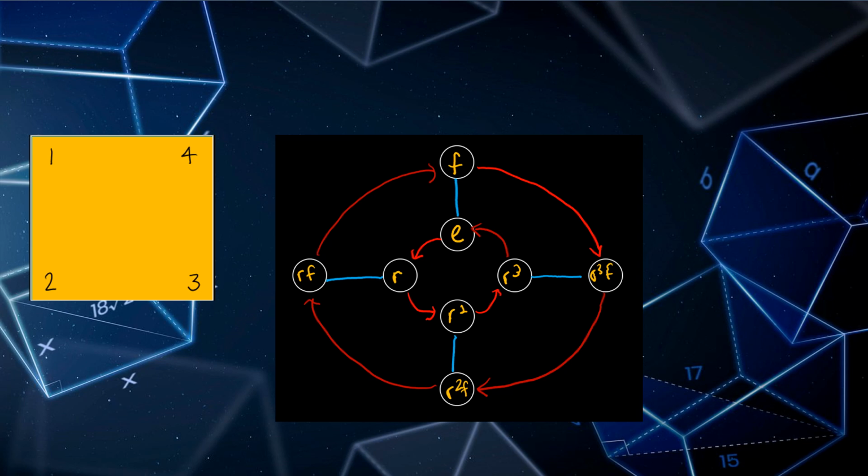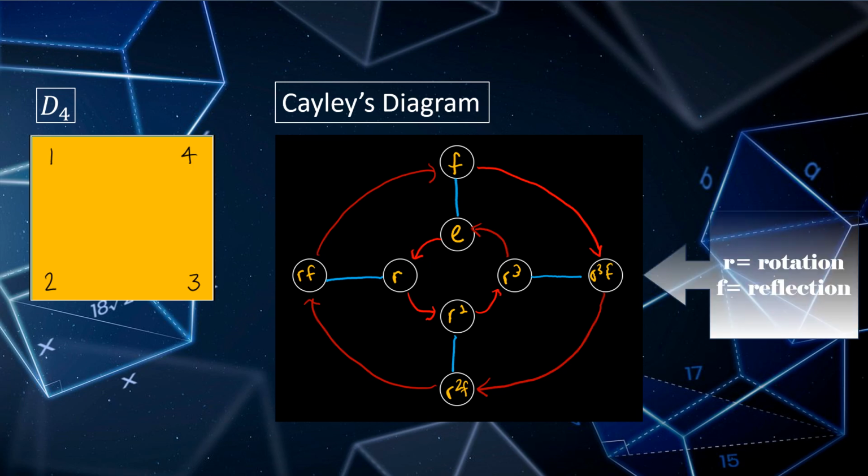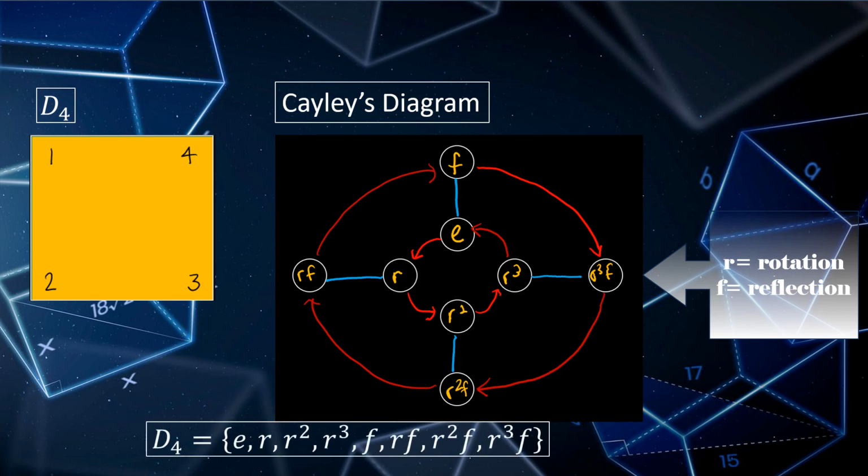Now let's see these two figures. We have here the dihedral figure, which is the D4, and the Thales diagram. Using the Thales diagram, we will find the rotations and reflections of our dihedral figure, D4. Therefore, the elements of D4 are E, R, R squared, R cubed, F, RF, R squared F, and R cubed F.